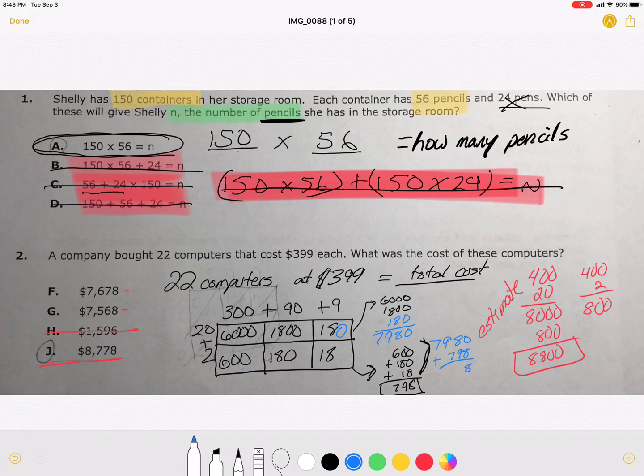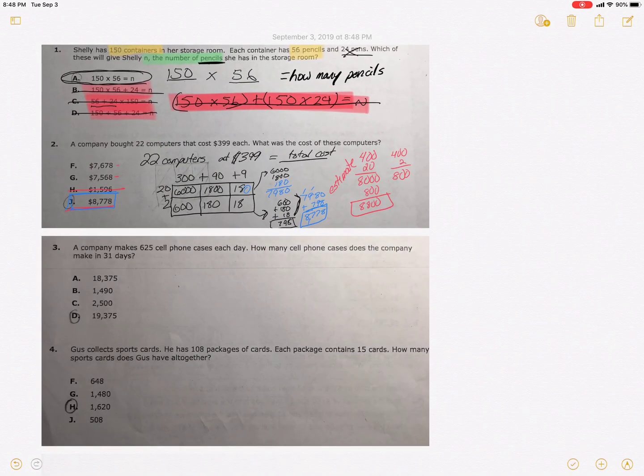So that's 8. 9 plus 8 is 17. 9 plus 1 that we just carried is 10. 7. Carry over that 1 again, and that becomes an 8. 8,778. And that is our solution. Great. So let's go ahead and move on to number 3.